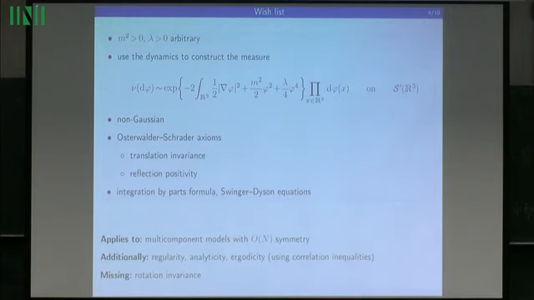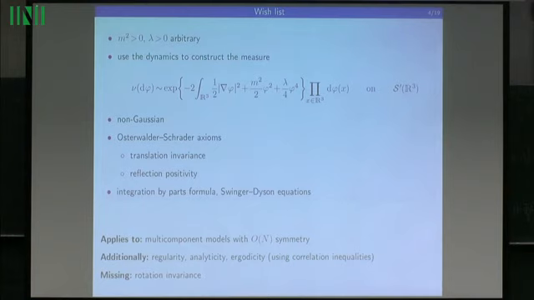Okay. So here is the wish list, what we want to do. We would like to study this equation and we would like to construct this measure. Namely, we want to have arbitrary mass, arbitrary coupling constant, and using the dynamics, we would like to construct something that could be called quantum field theory.